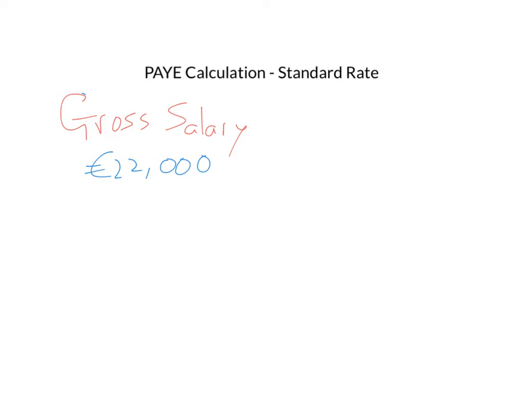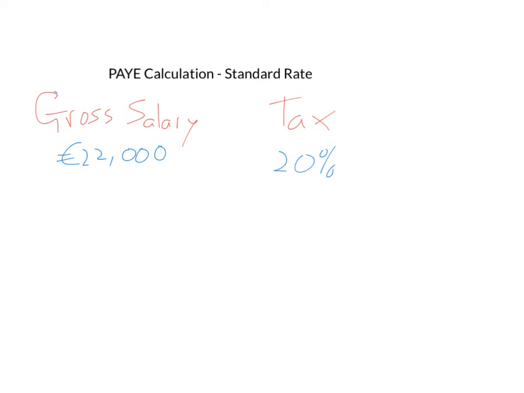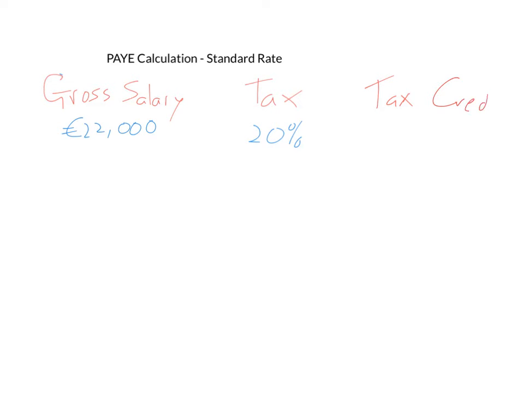So the salary we'll look at here today is a gross salary of 22,000 euros, which is going to be taxed at 20%. And the tax credit that a normal person will have in Ireland at the moment, or a single person, will be 1,650. The tax credit is 1,650 euros. And what we want to get is their net income. So how much income or how much of a salary they will have after all these deductions have been made.